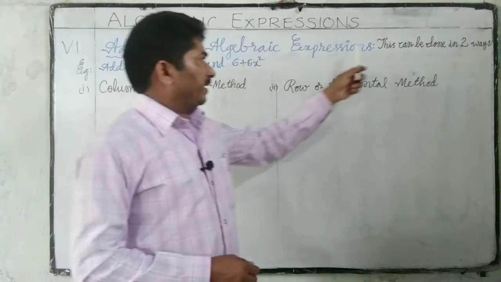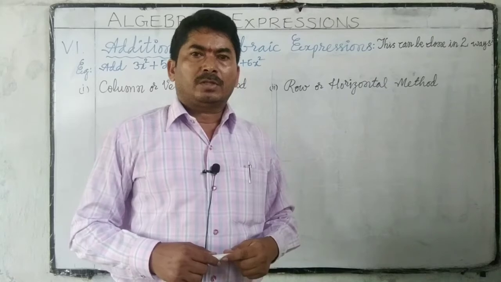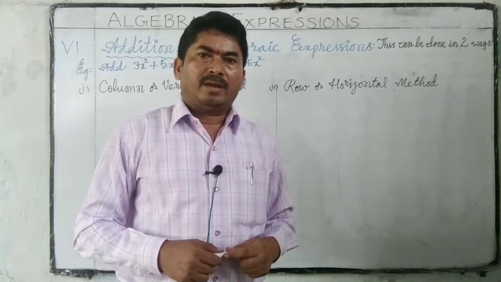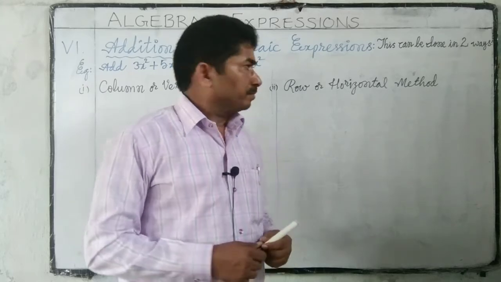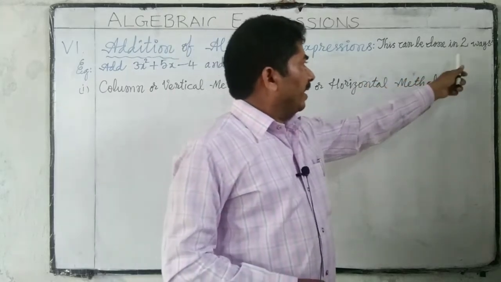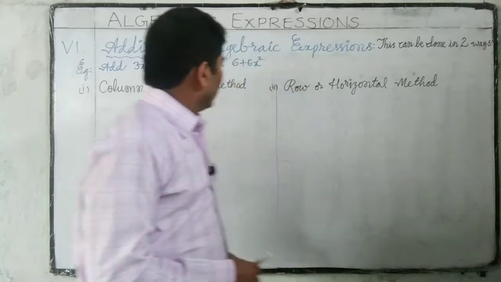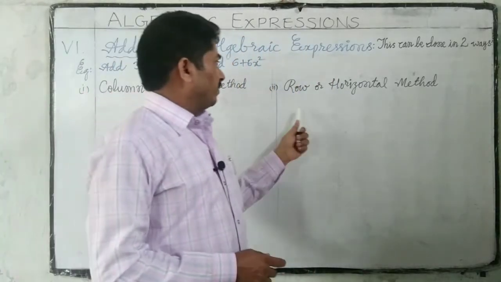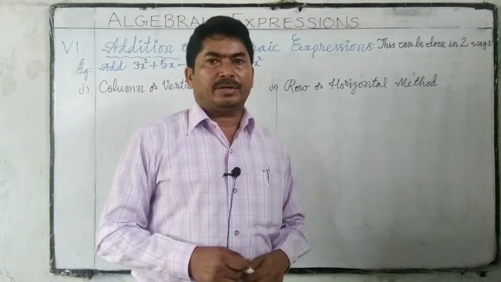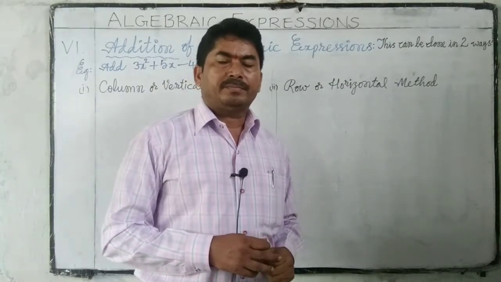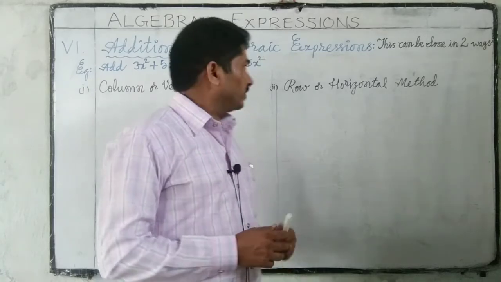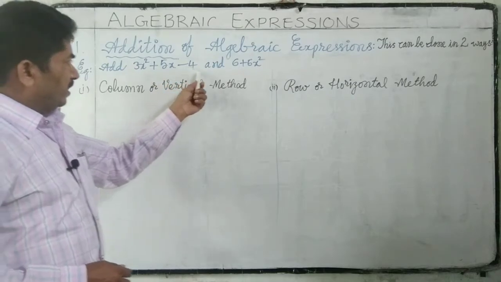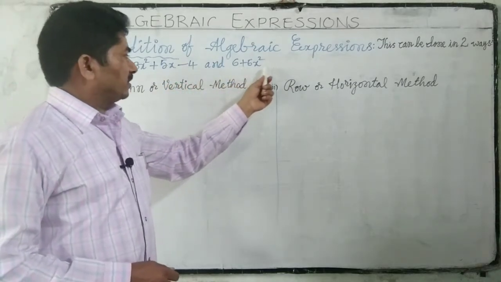Addition of algebraic expressions. The sum of expressions can be obtained by adding like terms. This can be done in two ways. First one, column or vertical method. Second one, row or horizontal method. To understand these methods, here we have one example. Add 3x square plus 5x minus 4 and 6 plus 6x square.